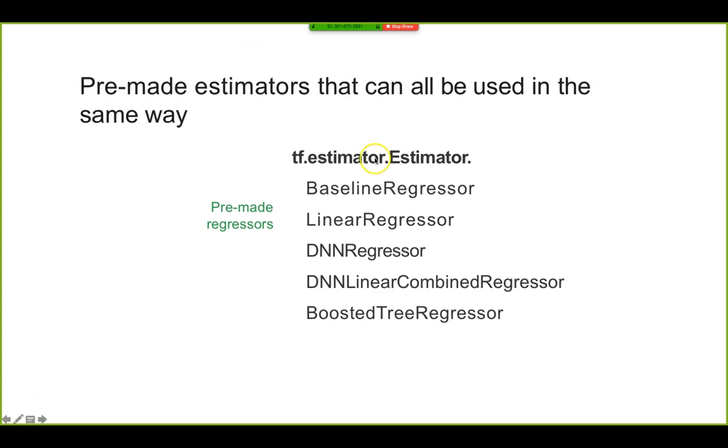So here we have BaselineRegressor. It creates a baseline. If you have numeric data, it just takes the mean. Once you create the baseline, it helps you compare with other models that you are building. And we have LinearRegressor, DNNRegressor (deep neural networks regressor), and DNNLinearCombinedRegressor.